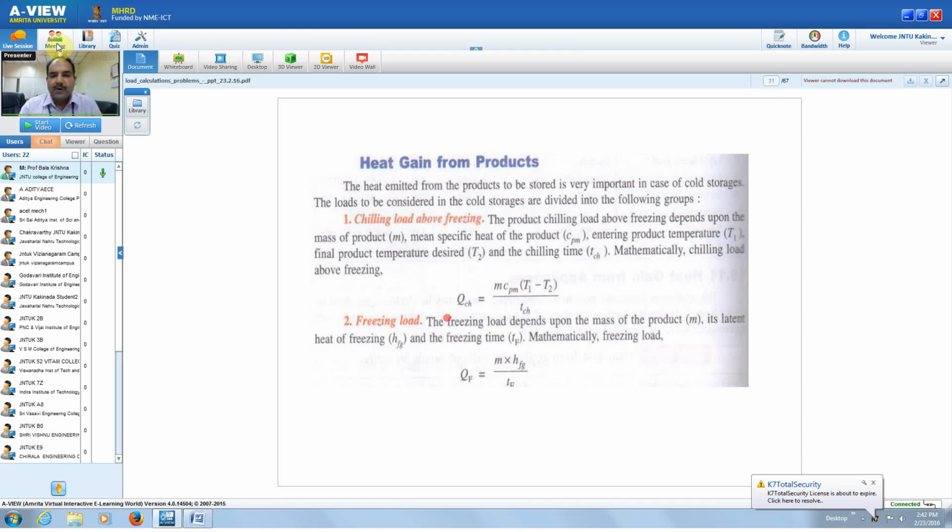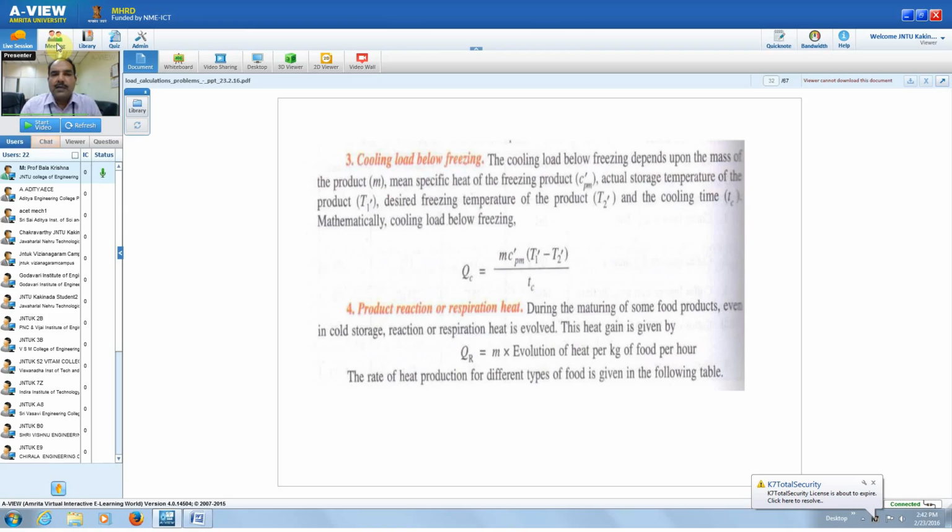Like that, the freezing load. The freezing load depends upon the mass of the product, the latent heat of freezing, that is the enthalpy, and the freezing time. Mathematically, the freezing load Q is equal to the mass times the latent heat times the freezing temperature. Like that way, you can calculate the chilling load above freezing and the freezing loads.